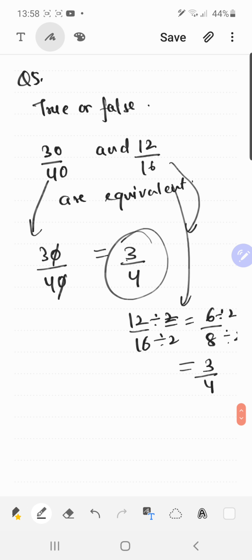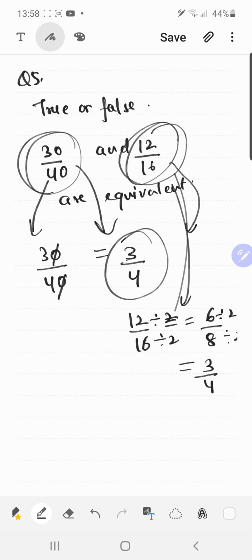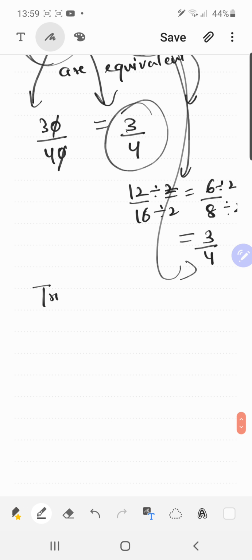So you can see that when I reduce this fraction, I got 3 upon 4, and when I reduce 12 upon 16, I also got 3 upon 4. So in both the cases 3 upon 4, so you can write the first true or false as true.